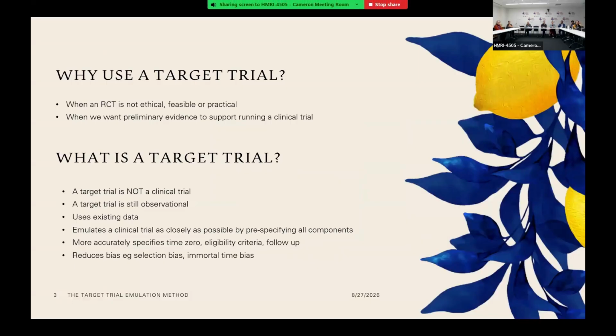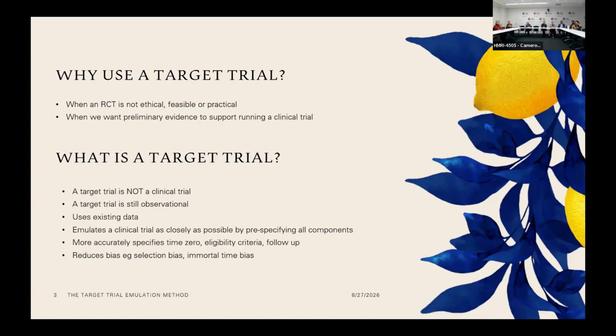So why would we use a target trial? We'll get on to why and what it is. We would use it if an RCT is not ethical, feasible, or practical, which is often what happens with the stuff we're doing. Or if we want preliminary evidence to support running a clinical trial. So we can actually get some evidence.